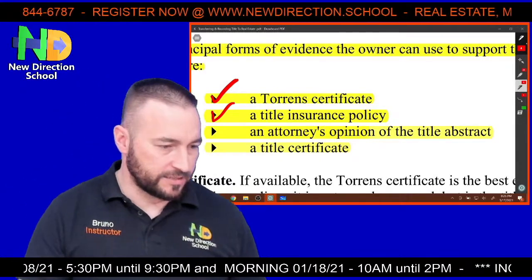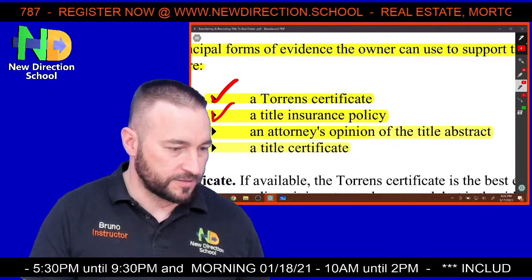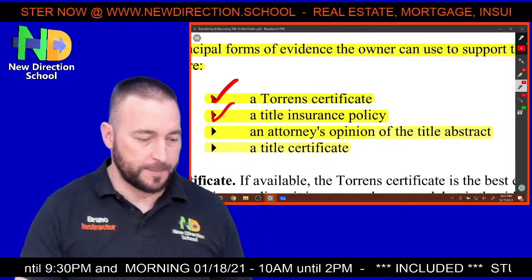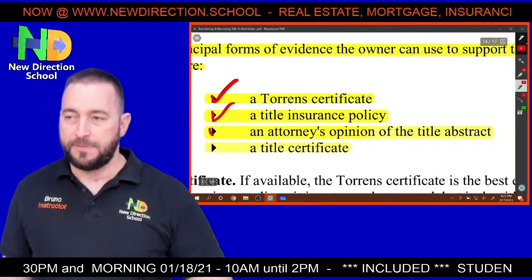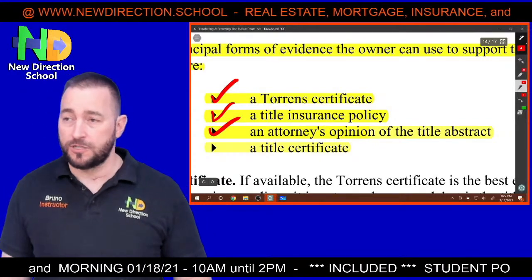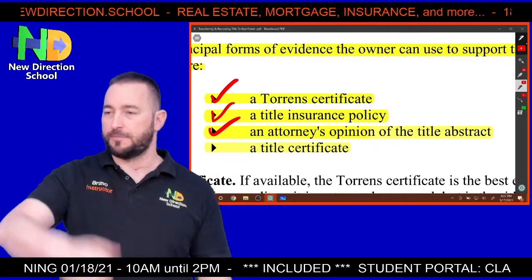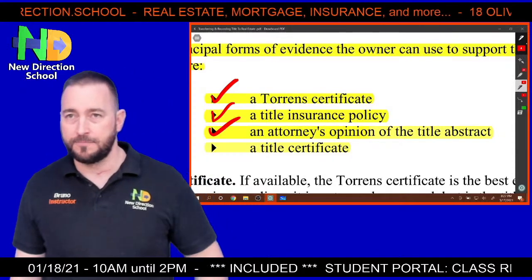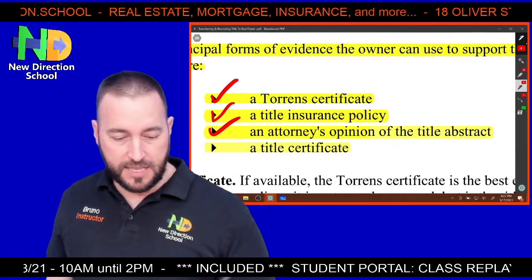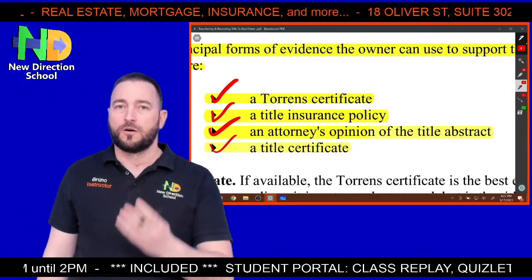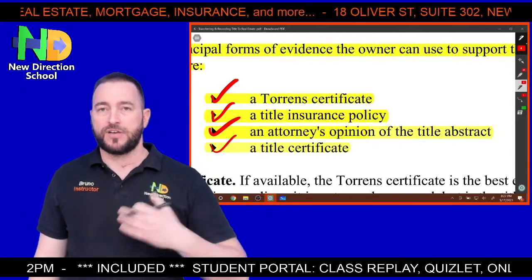Insurance, and I think somebody else did as well. Insurance, Andreas C. So yep, insurance, right? Attorney's opinion of title on the abstract. So the attorney will review the title abstract and say, yep, it looks to be good. Thumbs up, right? So an attorney's opinion, after reviewing. And a title certificate.